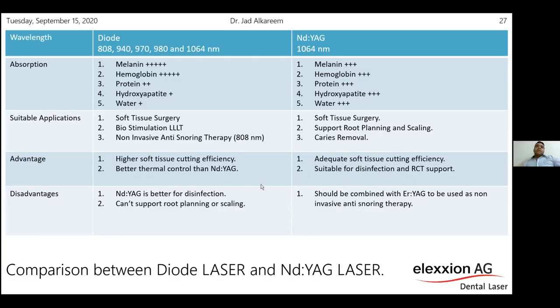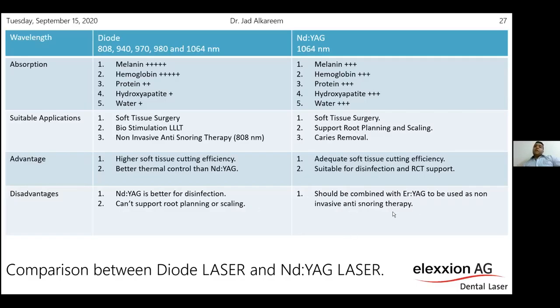The disadvantage of the diode is, I can say that the Nd:YAG is better for disinfection, and the diode is not suitable for root planing or scaling. It doesn't have the ability to do that. But the Nd:YAG has the ability to do root planing. It has a better ability for disinfection.